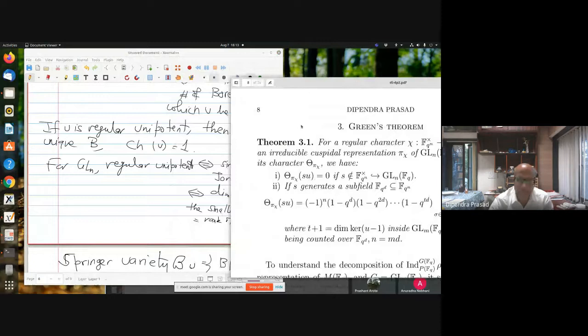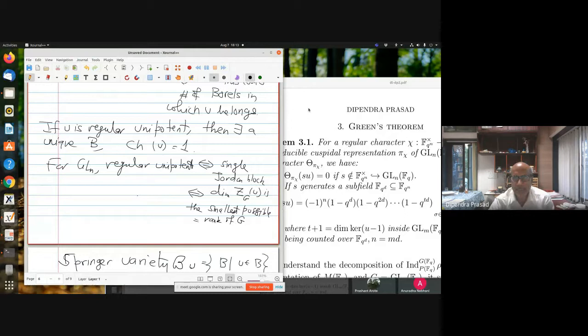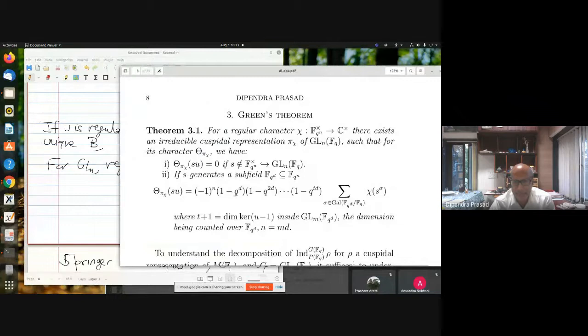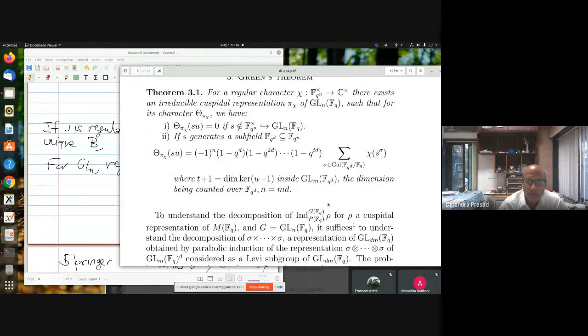So I'm saying that even for principal series, to calculate the character information at all unipotents is a challenge. And luckily in this case, for cuspidal representations, the character information at all unipotents is much simpler. So I think maybe that is what is happening: as the tori become more anisotropic, the information becomes easier. Okay, so this was Green's theorem.